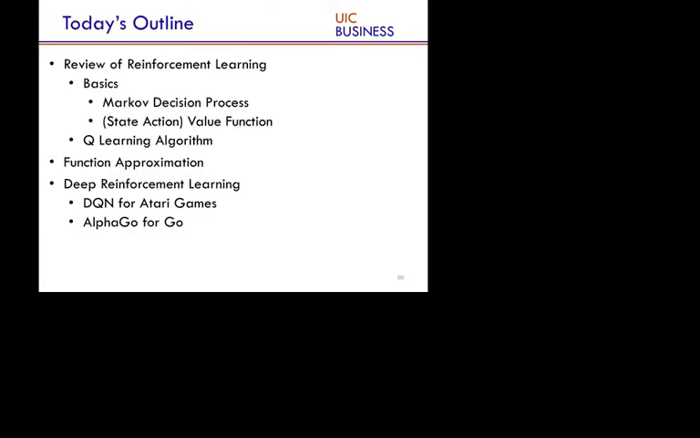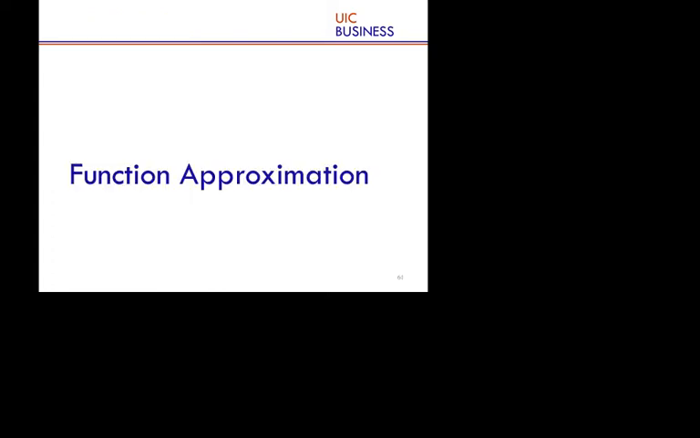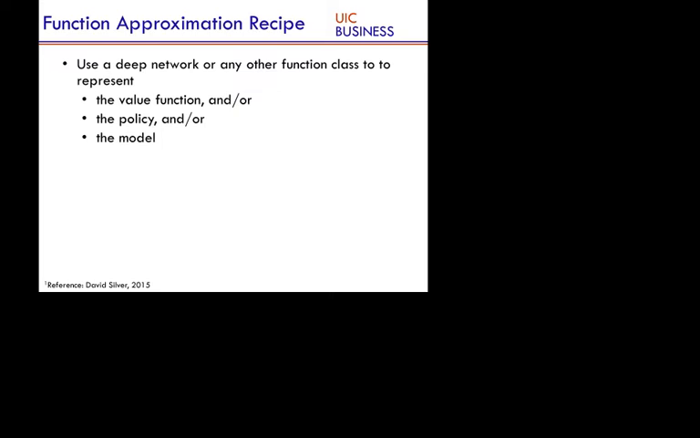So now we look at function approximation. What we are essentially going to do is we'll use a deep network or any other function class. What does a function class mean? It's just a family of functions parameterized by some parameter theta. Okay, so linear function class just means all linear functions which are possible, and they're all parameterized by those coefficients of the linear function, right? So that's what a function class means.